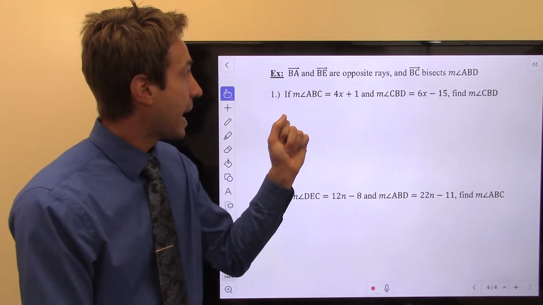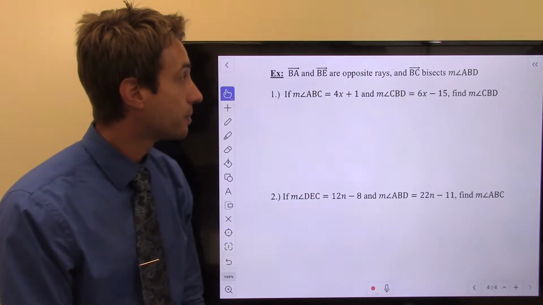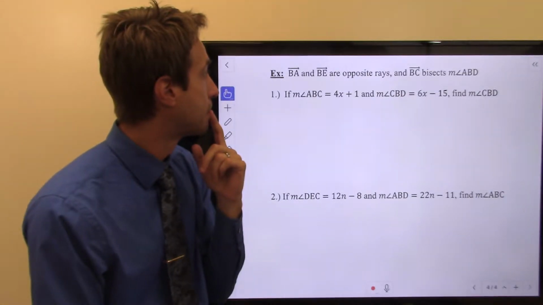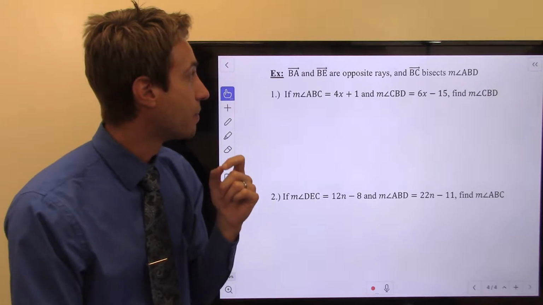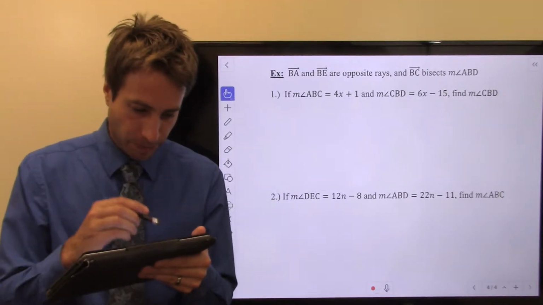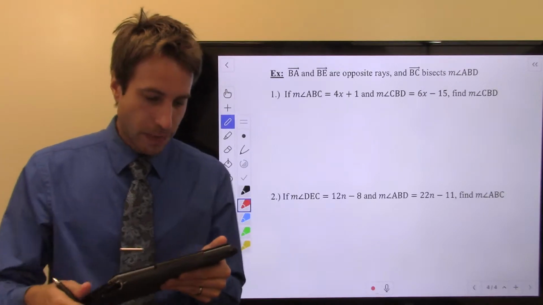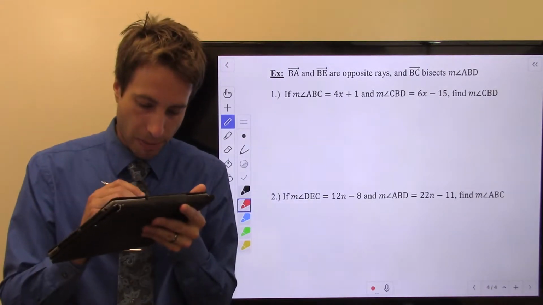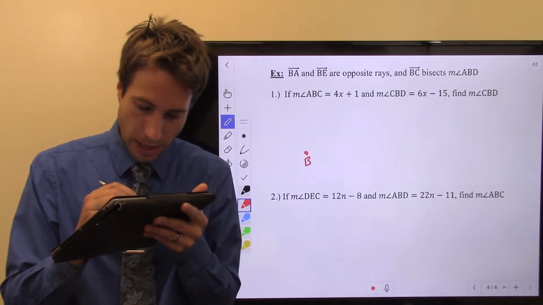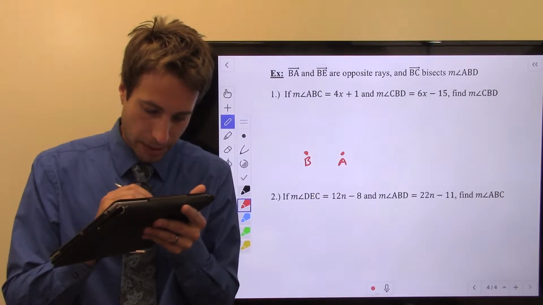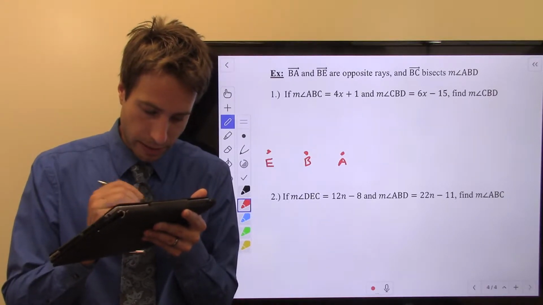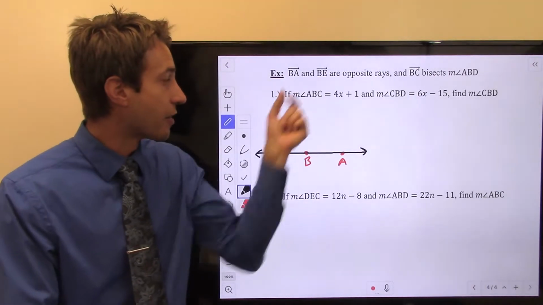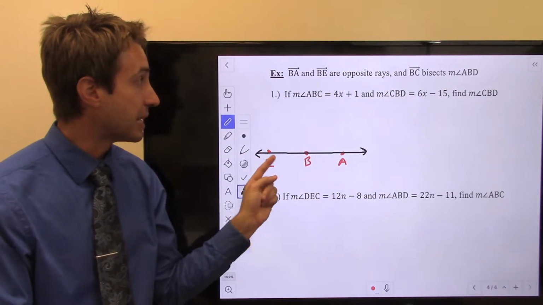I have ray BA and ray AE, opposite rays. Ray BC bisects ABD. All right, here we go. So we're going to draw a picture of this. First, this part, ray AB and ray BE. These are opposite rays where B is the common part. So here's B. I'm going to have A, and I'm going to have E. Got it? Opposite rays. Okay, so that takes care of that first part. Ray BA, ray BE, opposite rays.